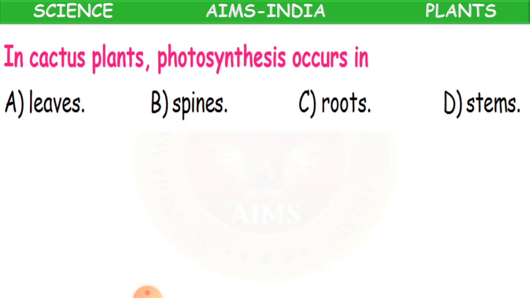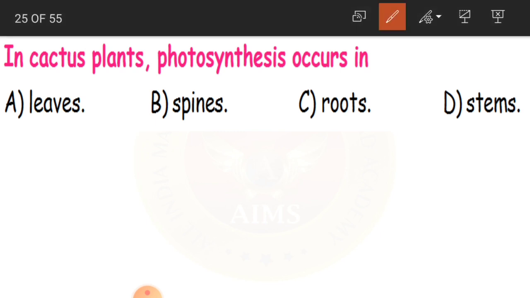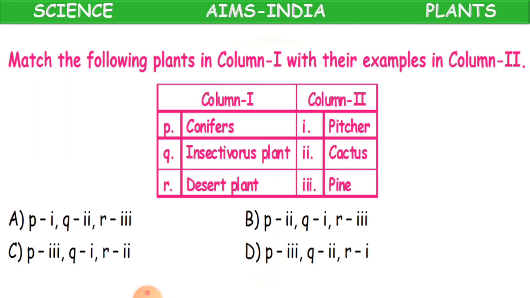In cactus plants, photosynthesis occurs in. Photosynthesis. What is photosynthesis, children? Food making process. The plant itself makes food, that is known as photosynthesis. So in cactus plants, that is the desert plants, photosynthesis occurs in whether leaves, spines, roots or stems. And the answer is stems.